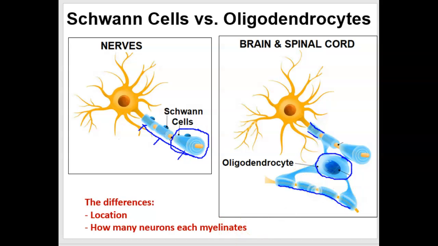So the differences between Schwann cells and oligodendrocytes are where they are located and how many neurons they can myelinate. A Schwann cell can only myelinate one neuron. An oligodendrocyte, many neurons. More than 2 usually, even though these diagrams show 2.